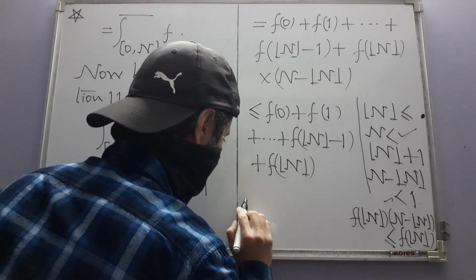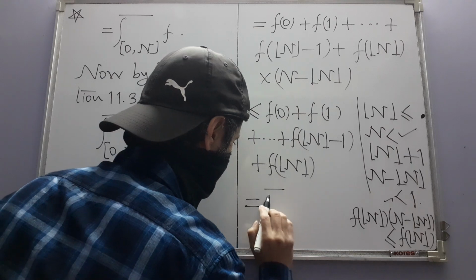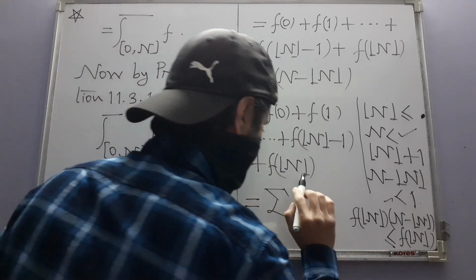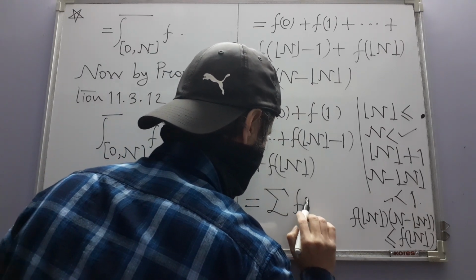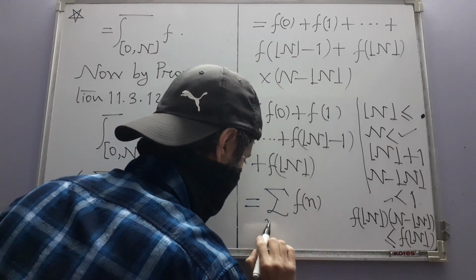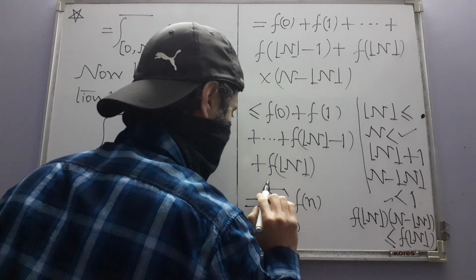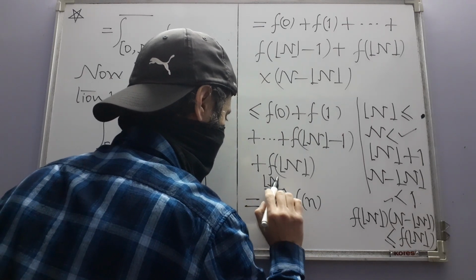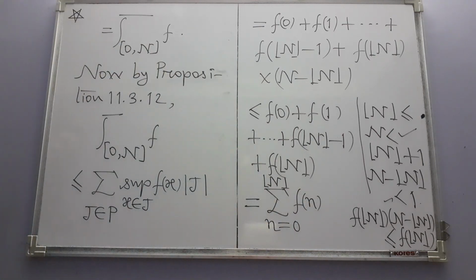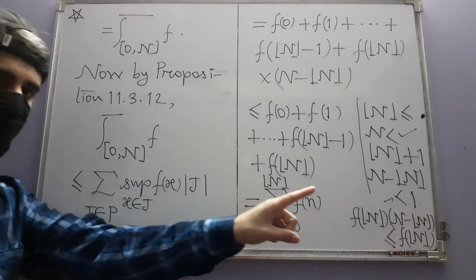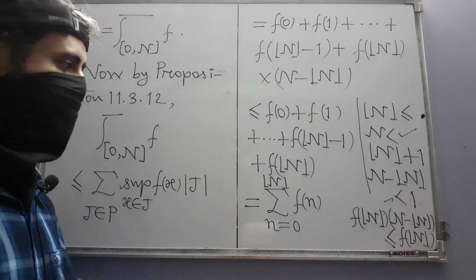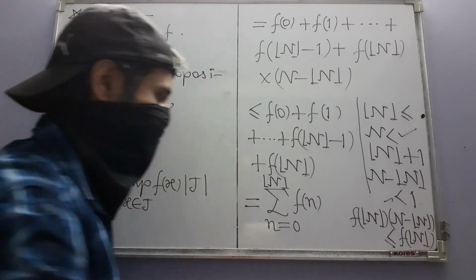Now, if you write this as a series, as a finite sum, it looks like this. Floor n. So that means our upper integral, which actually is the integral, is less than or equal to this. Let us write this separately.